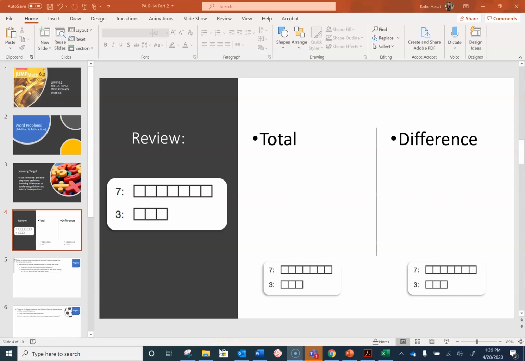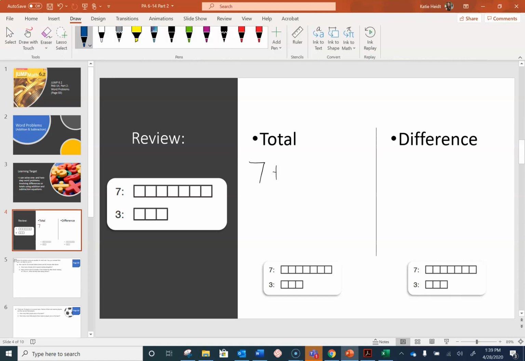Before we begin, let's review total and difference again. Remember, total means things combined. So if we want to find the total of 7 and 3, we would use addition. 7 plus 3 equals 10. The total of 7 and 3 is 10. If we wanted to find the difference between 7 and 3, we would use subtraction. 7 minus 3 equals 10.